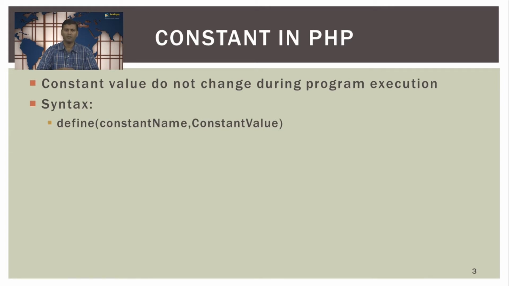To define a constant in PHP, the syntax is very simple. You have to write define, then you have to provide the constant name as the first parameter, comma, then you have to provide the constant value. So this is how you can define a constant. Let us understand by writing a simple program using PHP, which will use a constant in our PHP program.